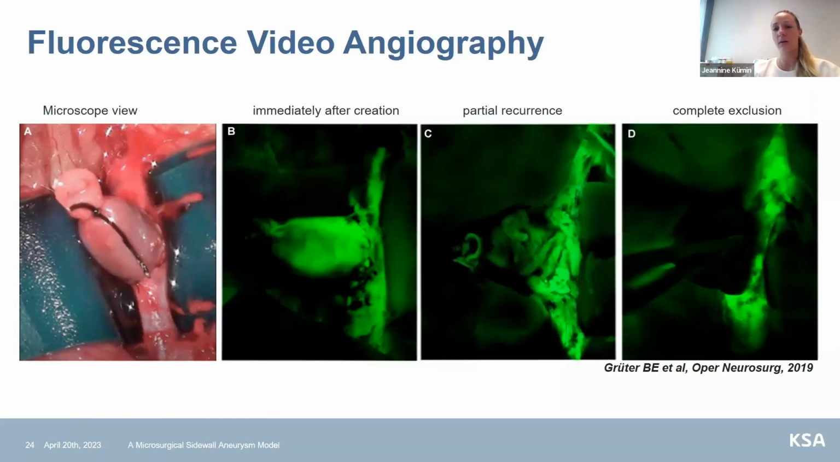And then when we have a second look at it after a few weeks, we have in picture C a partial recurrence of the aneurysm, where we have a fluorescence signal at the bottom of the aneurysm dome, but no signal at the top. And in the last picture, we have a complete exclusion of the aneurysm from the circulatory system. So this was associated with a complete neointima formation in the microscopic and histological analysis.